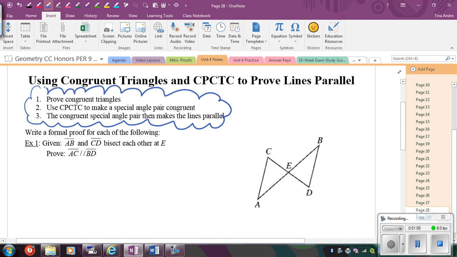You can also do this with supplementary angles, but that's going to be less common, like if you get supplementary same side interior angles or supplementary same side exterior. So let's start off with our givens here. We have AB and CD bisect each other. So I'm going to go ahead and write that out. I have AB and CD bisect each other.